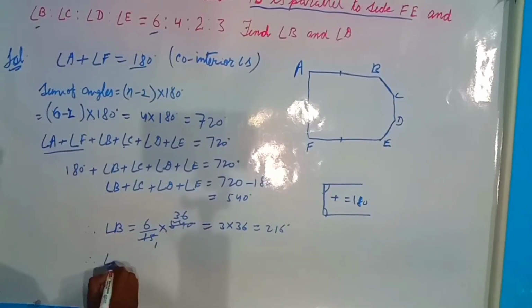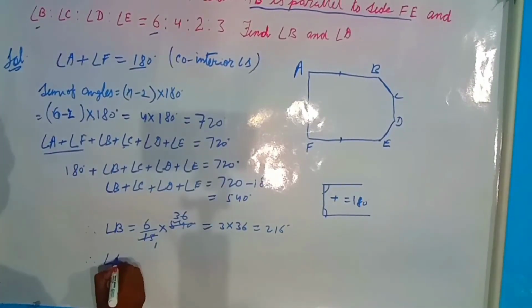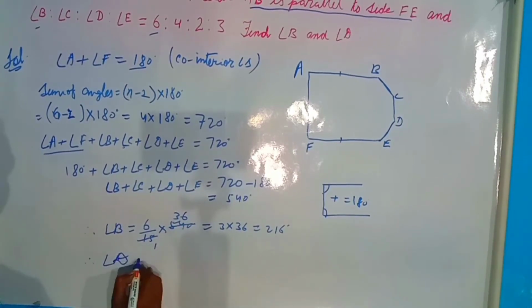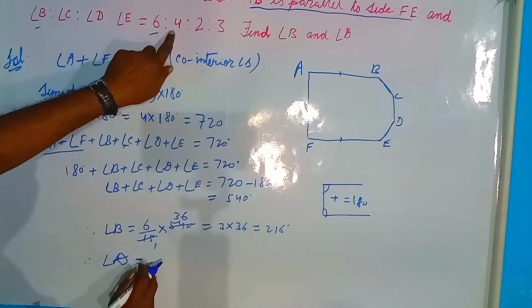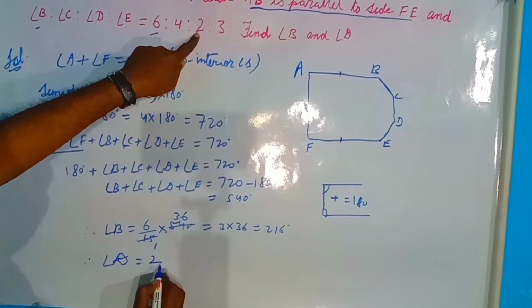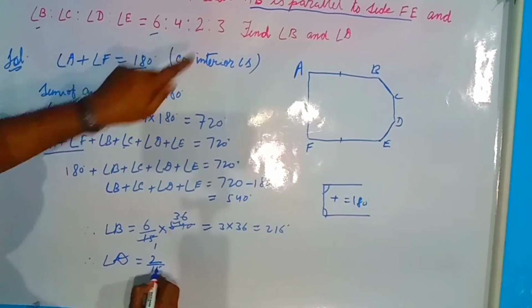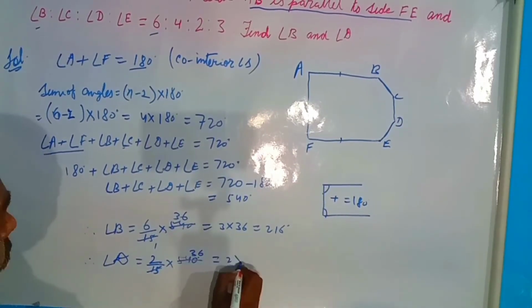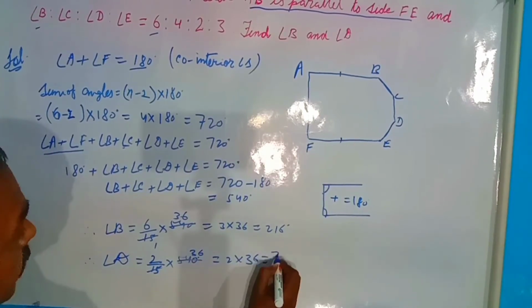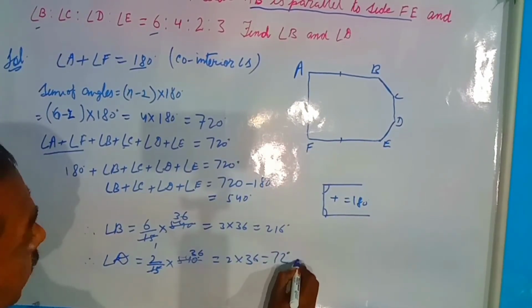We have to find angle D, and D's ratio is 2. B, C, D means 6, 4, 2. So here it will be 2 by 15, sum of ratio 15, into the sum of angles, 540 degrees. So it will be 36, and 2 into 36, that is 72 degrees. That will be the answer.